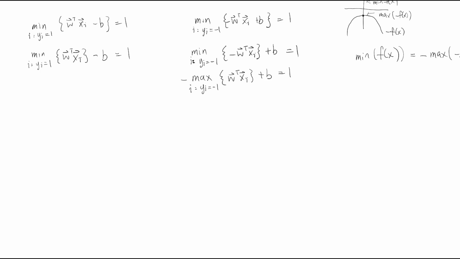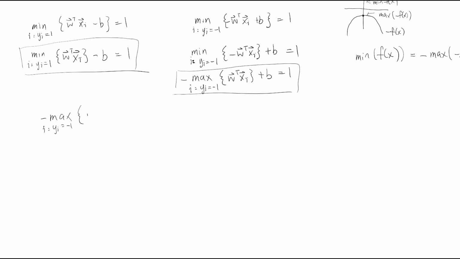Okay, basically all we need to do now is just to isolate b. So we're going to take this, subtract this one. So let's just write that down. Max over i of yi equals minus 1 of W transpose Xi plus b. So the point here is that we just want to somehow isolate b using these two equations.